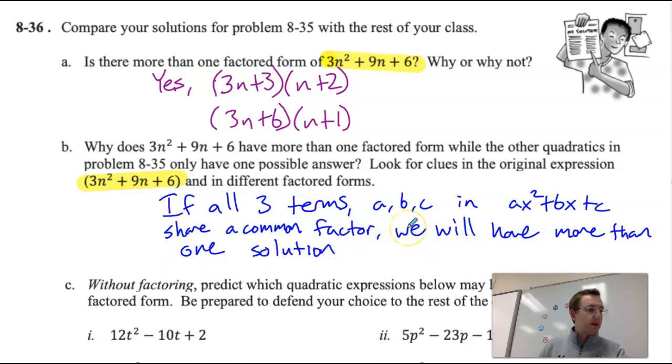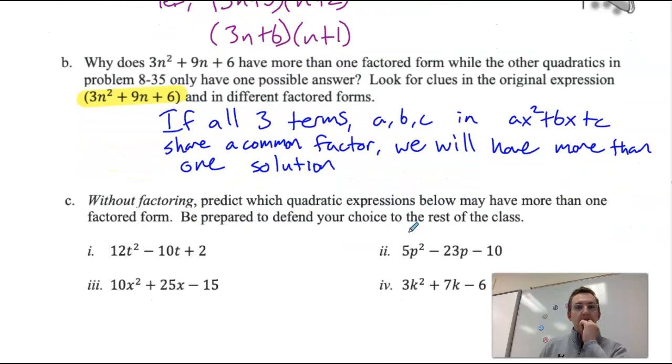So let's move on to part C. It's at the top of the next page for y'all. Without factoring, predict which quadratic expressions below may have more than one factored form. Going off what we just talked about, if they have a common factor, they will probably have more than one solution or more than one factored form.